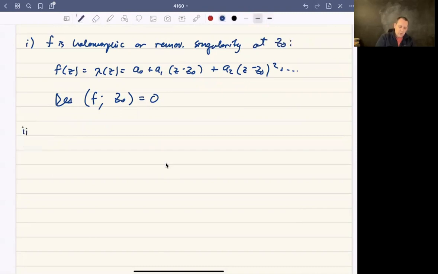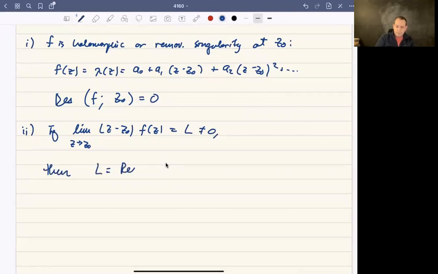Part 2 says the following. If you take z minus z naught and you multiply that by f, and if this limit exists but is non-zero, so if this is equal to L and L is not equal to 0, then this value L is the residue. And so just think about what this means.